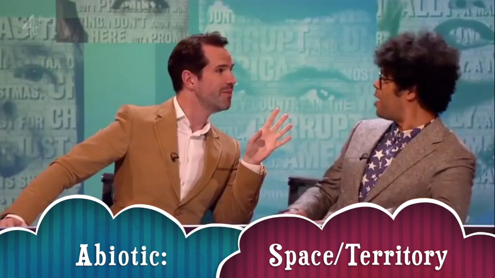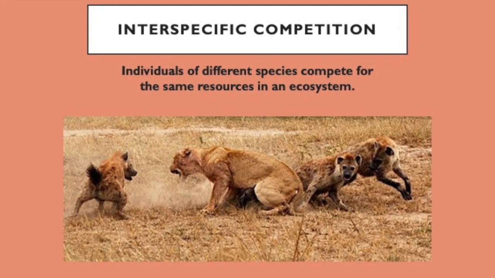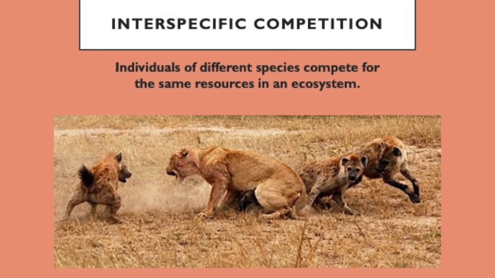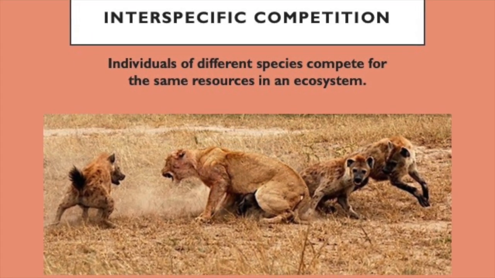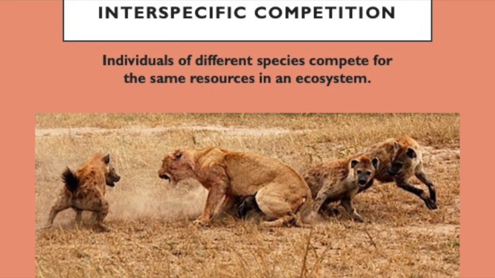So there are two main types of competition. One is interspecific competition, and that is where individuals of different species compete for the same resources in an ecosystem. So here we have lions and hyenas.